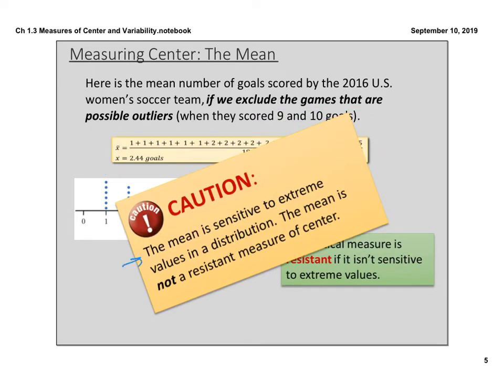The mean is sensitive to extreme values, which means it is not a resistant measure of center. We have to be careful when we use the mean, especially if our data is skewed or has outliers in it. That's going to make a big difference.